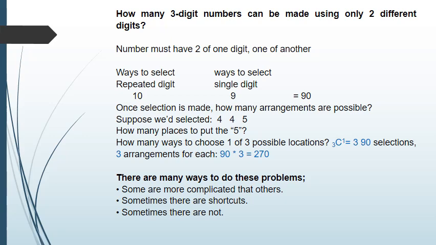How many 3-digit numbers can be made using only 2 different digits? Numbers must have 2 of one digit, 1 of another. Ways to select the repeated digit: 10. Ways to select the single digit: 9, so 90 selections. Once a selection is made, how many arrangements are possible? Suppose we selected 445. How many places to put the 5? How many ways to choose one of 3 possible locations? 3C1 is equal to 3. So 3 arrangements for each of the 90 selections: 90 times 3 is equal to 270.